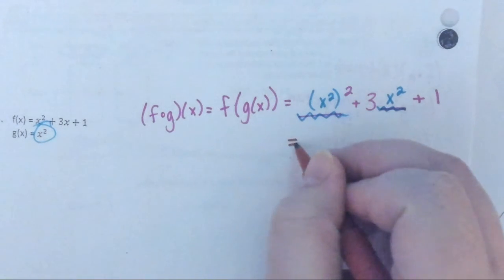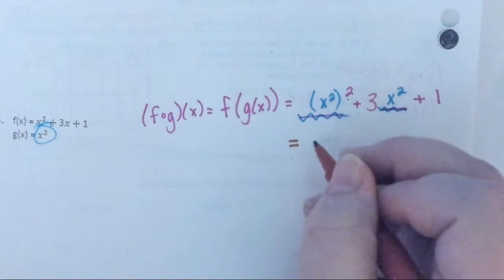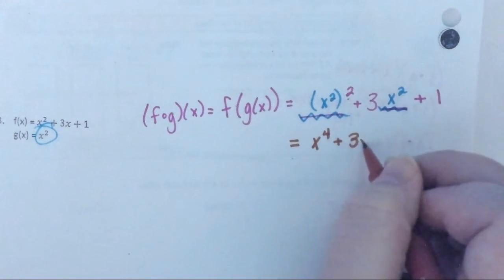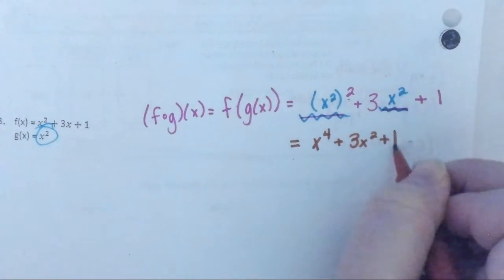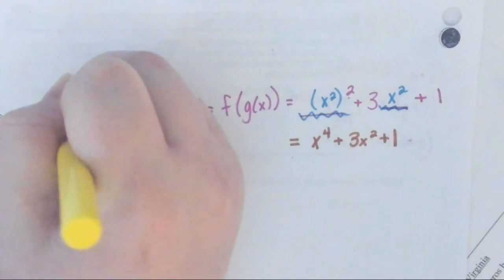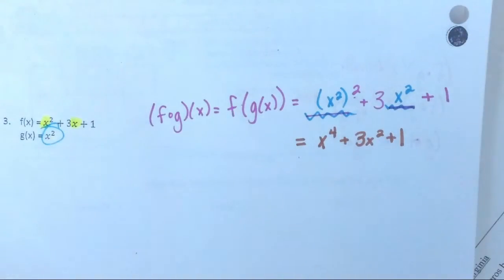Now, this one's only a tiny bit more complicated because I have to remember my rules of exponents. Since I'm raising powers, I multiply. So I get x to the 4th plus 3x squared plus 1. But besides that, literally everywhere that we saw an x in f, we plug in what g is.